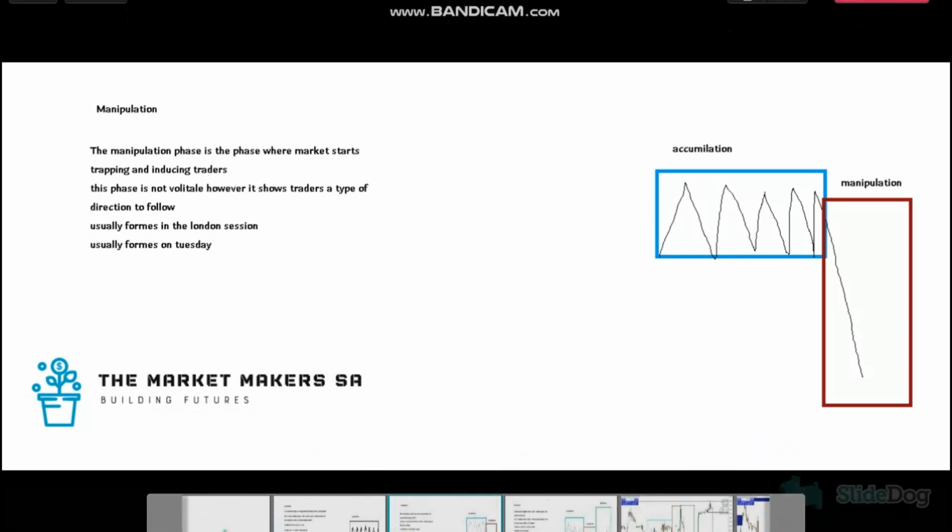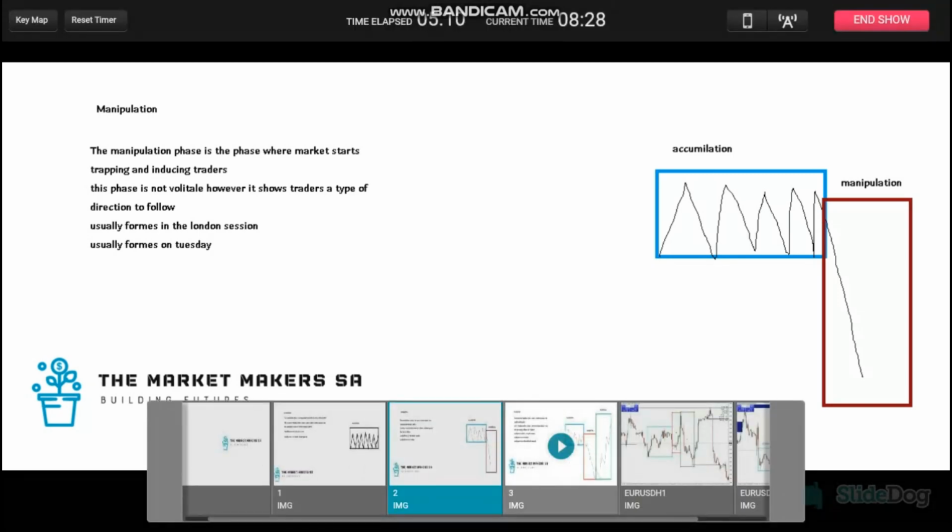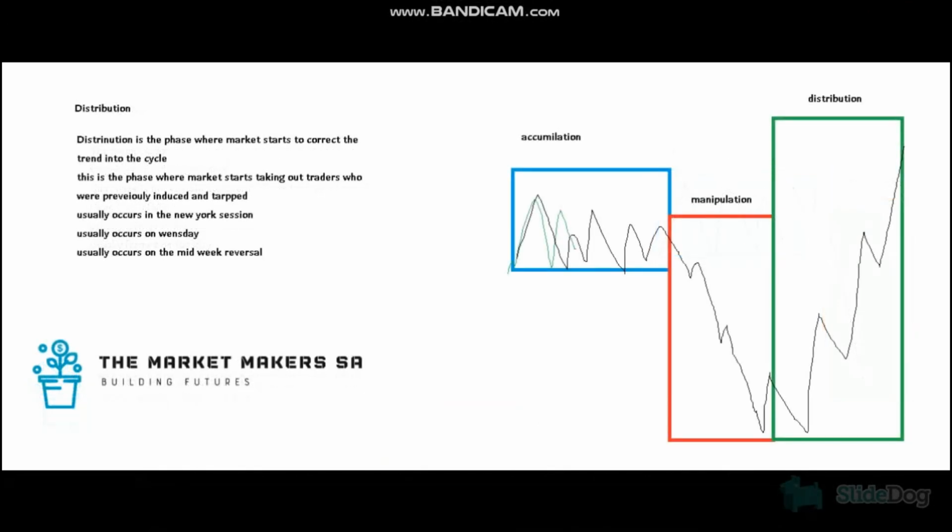So yeah, that is manipulation, and we move on to our final one, which is distribution. What is distribution? Distribution is the phase where the market starts to correct the trend into the cycle. This is the phase where the market starts taking out traders who were previously induced. So distribution more or less is the phase where it starts to correct to the market maker cycle. It starts to correct properly. It starts to give you your cycle. It's basically the reset into the cycle after trapping has occurred.